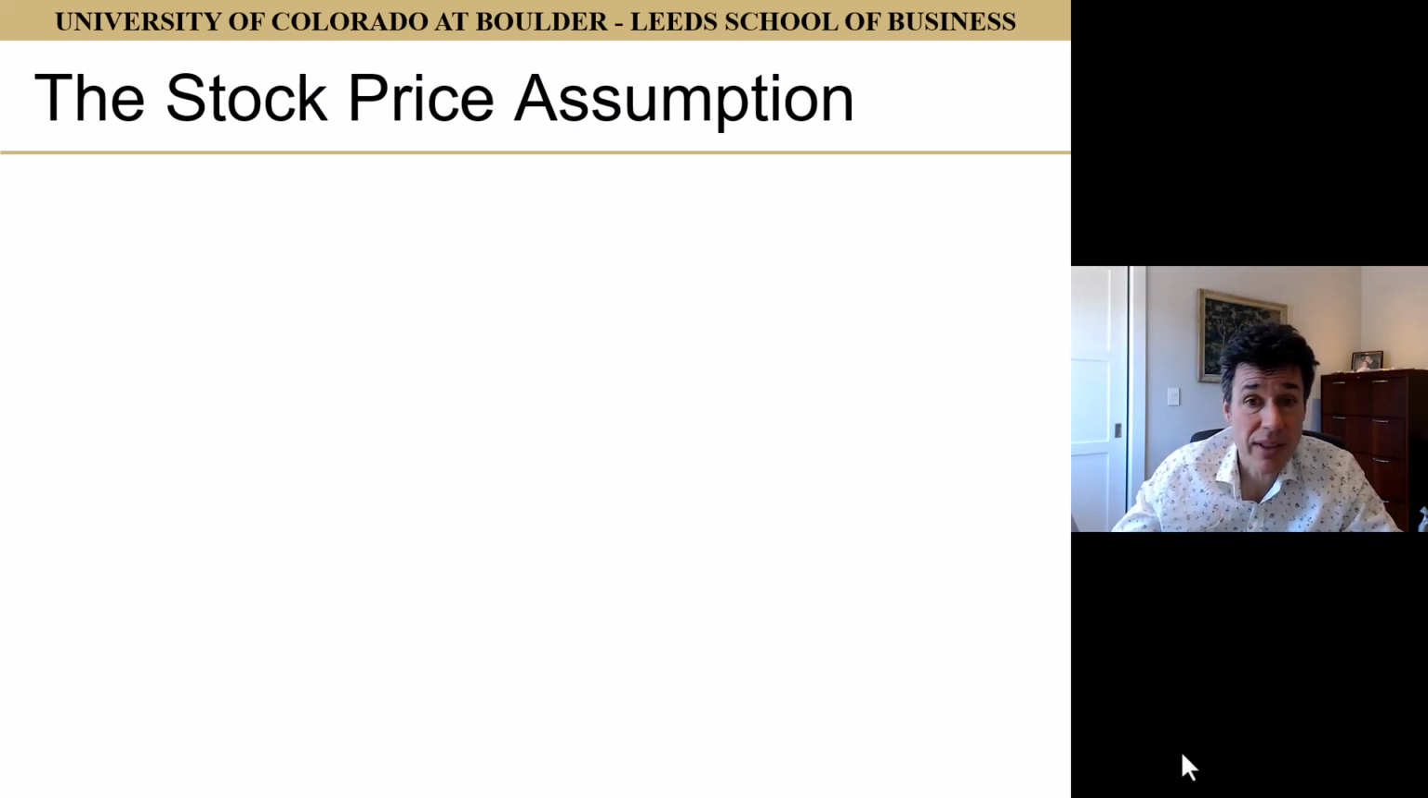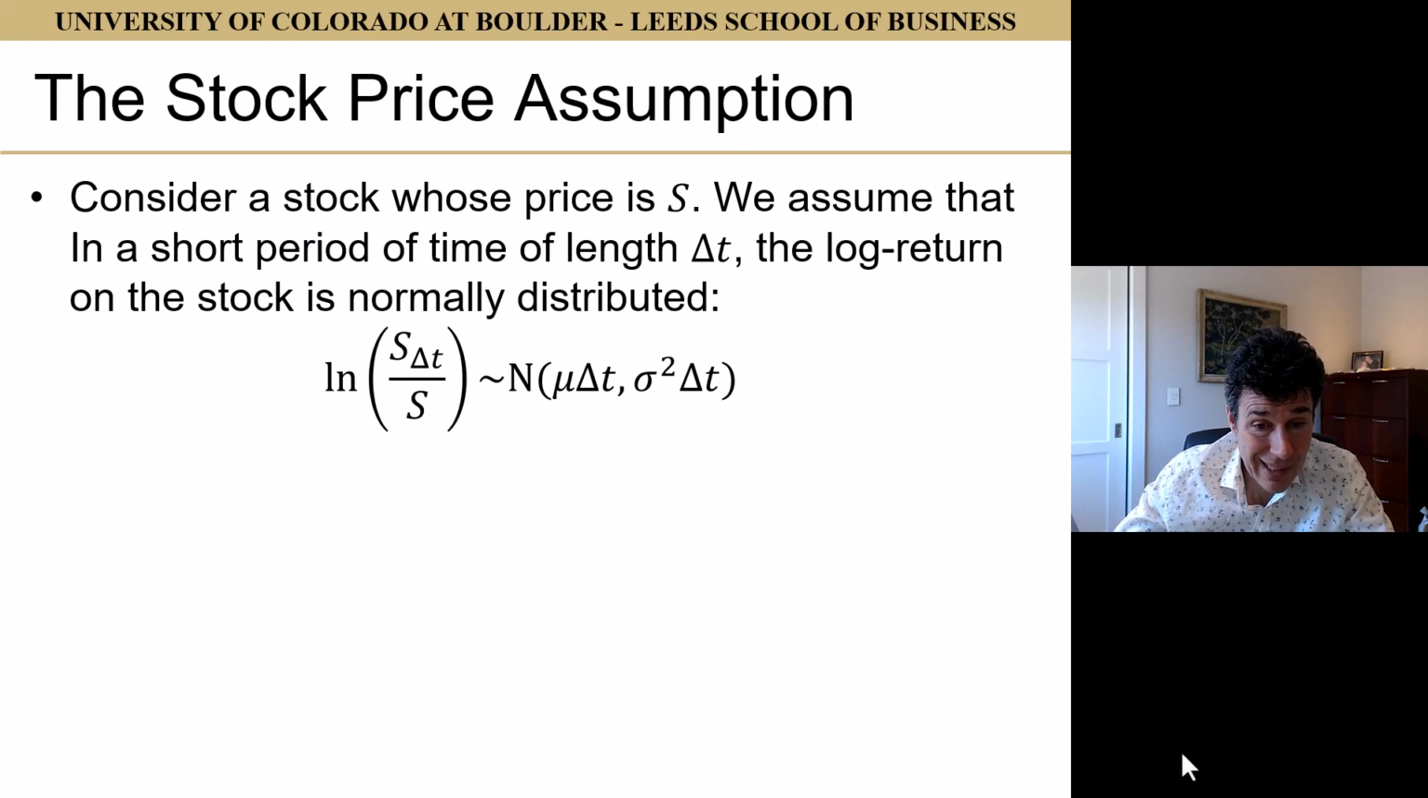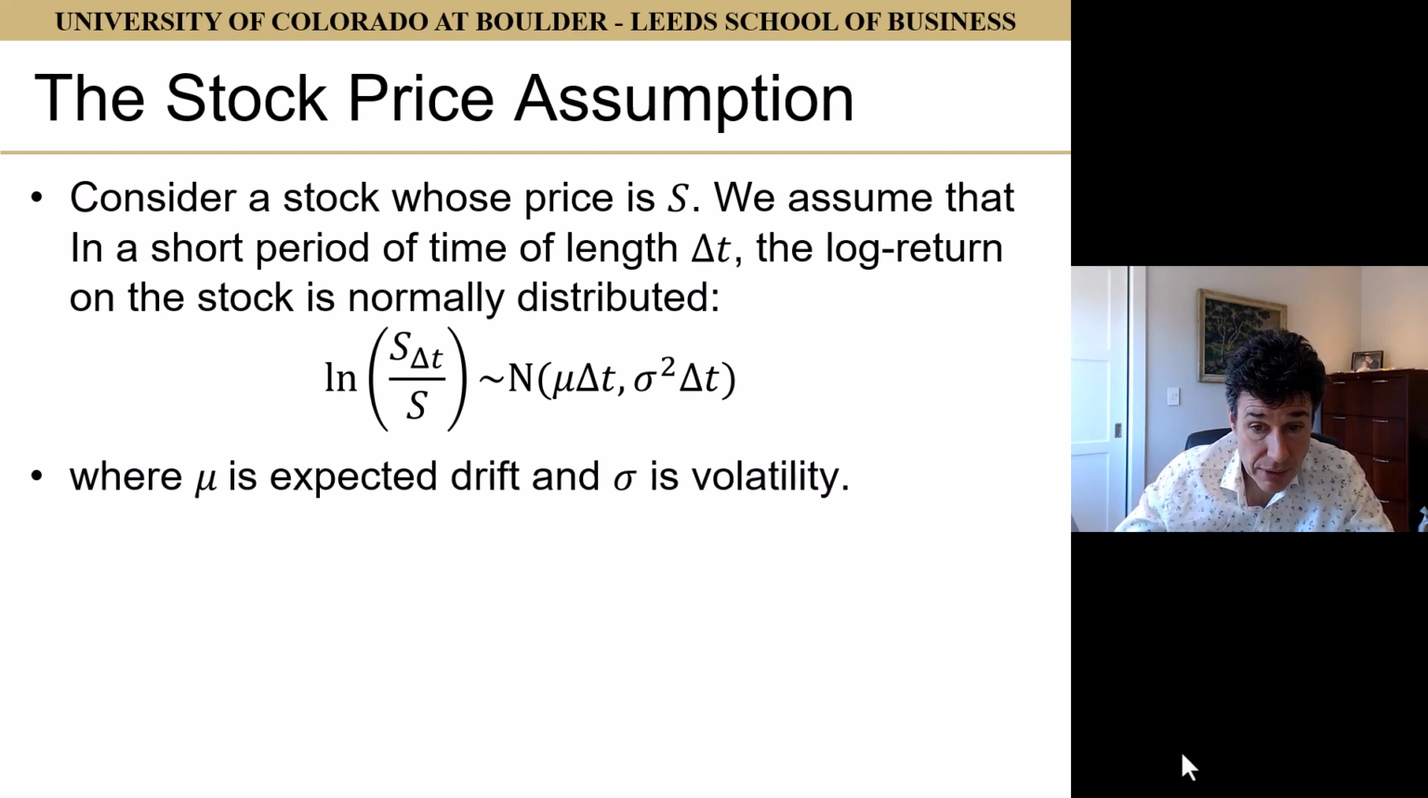Okay, the last one is the stock price. Let's take a stock whose price is S, and we're going to assume that in a short period of time, of length delta t, the log return on the stock is normally distributed. So the natural log of S sub delta t, the stock price at time delta t, which of course we don't know, divided by S is normally distributed with mean mu delta t and variance sigma squared delta t. Okay, so mu is what's called our expected drift, and sigma is the volatility.